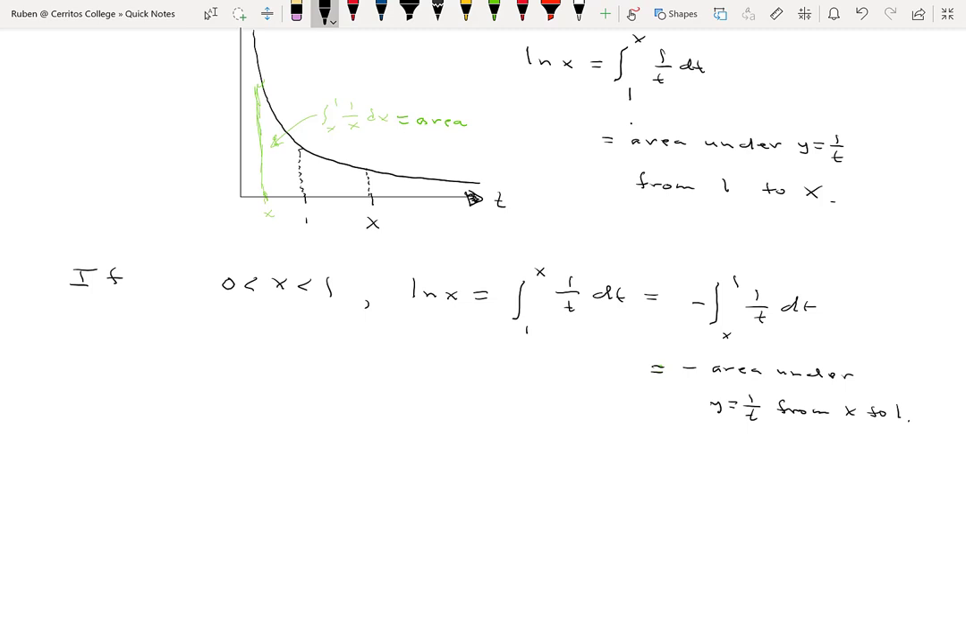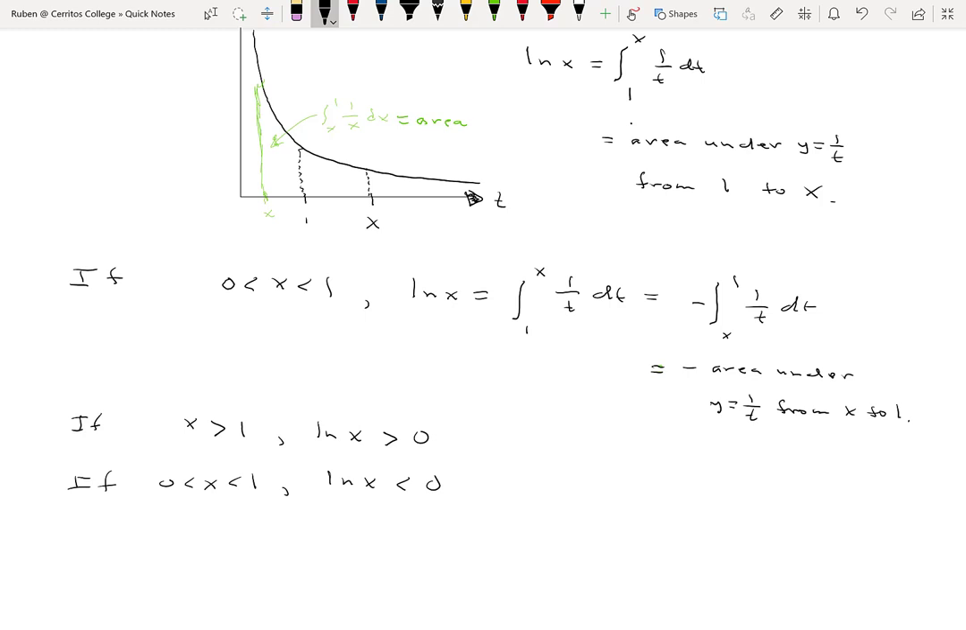Okay, all right, so I'll summarize what I just said. If x is greater than 1, the natural log of x is area, so it's greater than 0, it's positive. If x is between 0 and 1, then the natural log of x is negative. Okay, this may not seem real significant to you, but this is exactly how logarithms behave.